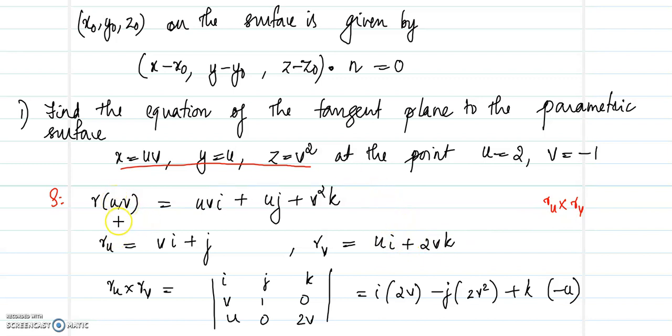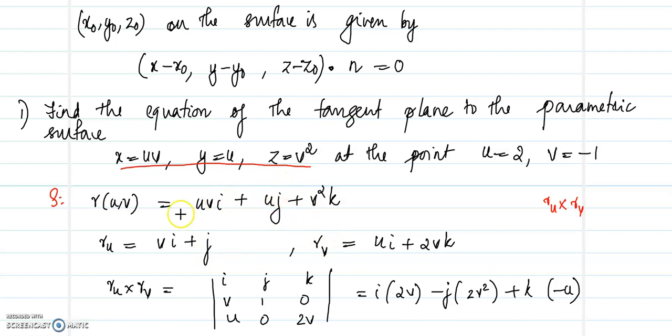So let us take r_u. r_u is the partial derivative with respect to u. So we take the component-wise partial derivative with respect to u. In the first component, the derivative with respect to u will be v i. Then the second component gives j. In the third component, the derivative will be 0. So r_u will be v i plus j.